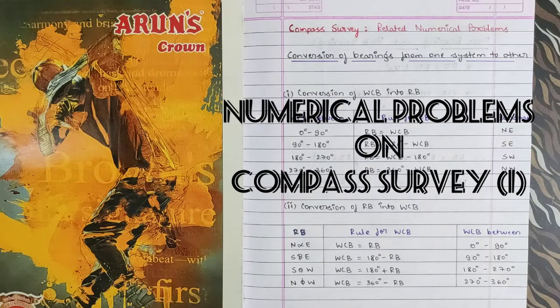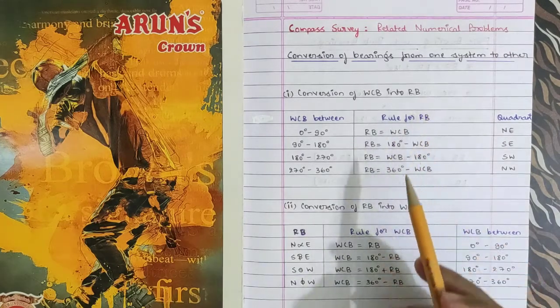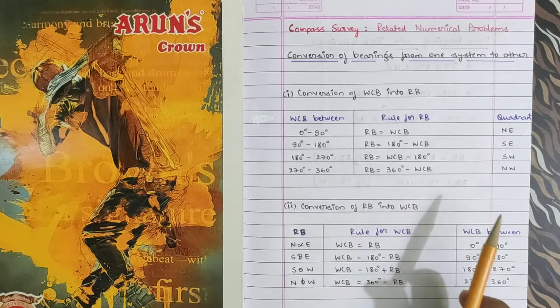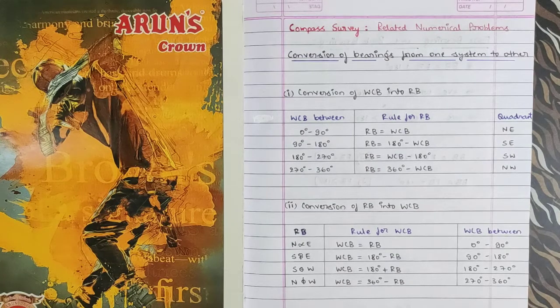Hello all. In this video we will be studying the numericals related to compass survey. First we shall solve the problems regarding the conversions, that is from whole circle bearing to reduced bearing and from reduced bearing to whole circle bearing, and then we will be solving the problems regarding forebearing and back bearing, that is the conversion from forebearing to back bearing.